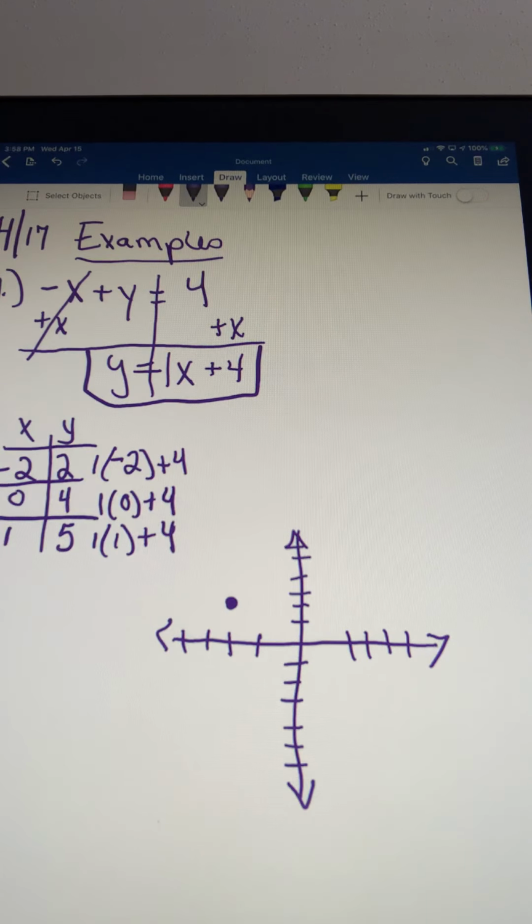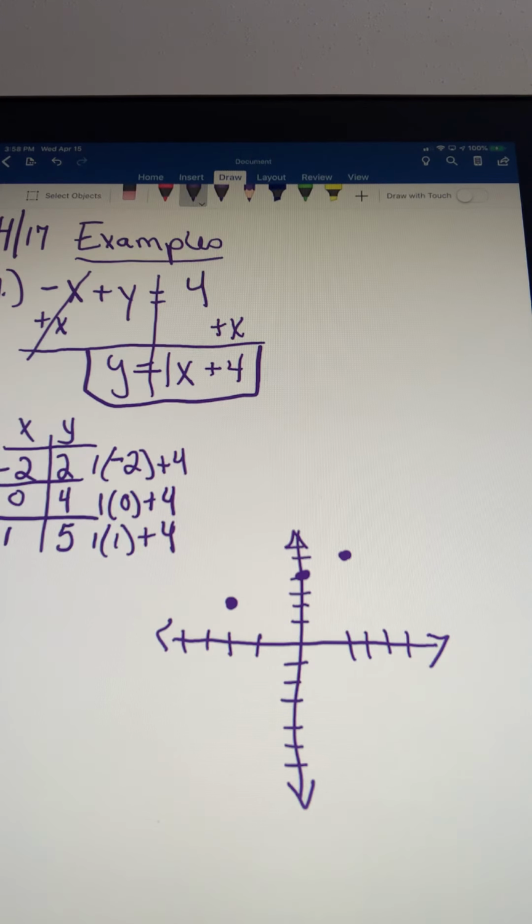Now our second set is 0 is x, y is 4. 0 is x, right at the origin. Up 1, 2, 3, 4, and a dot. The last pair, x is 1, y is 5. So here's positive 1, go up 5, and make your dot.